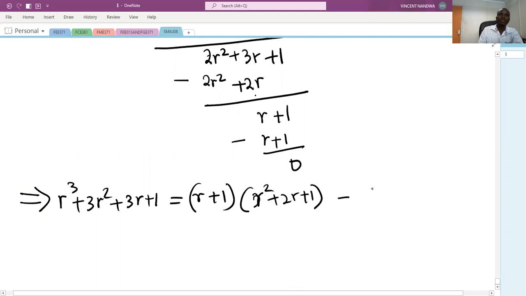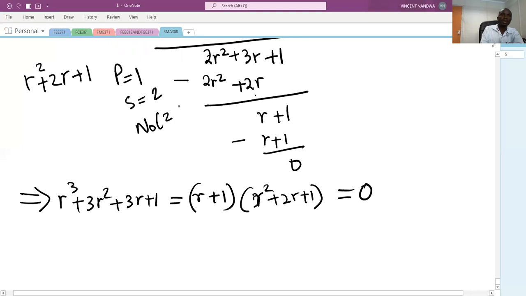And this was equated to 0. Let's see how to factorize, or whether we can factorize, this quadratic part. So product is 1, sum is 2. So numbers are 1 and 1. So we'll have r squared plus r plus 1.